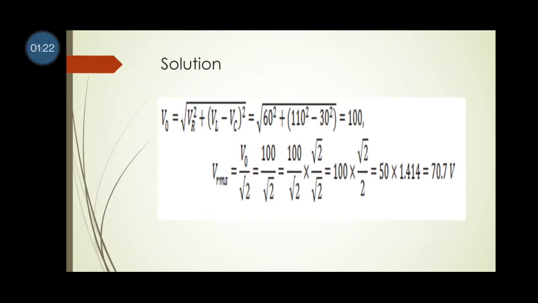Now what you have to do is calculate the RMS value. RMS value is V0 divided by root 2. V0 is 100, so 100 divided by root 2 gives 50 into 1.414. So the answer will be 70.7 volt.